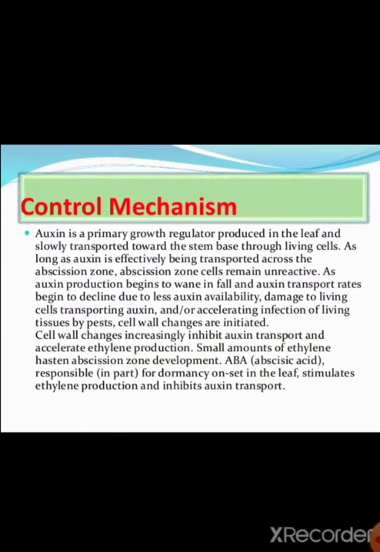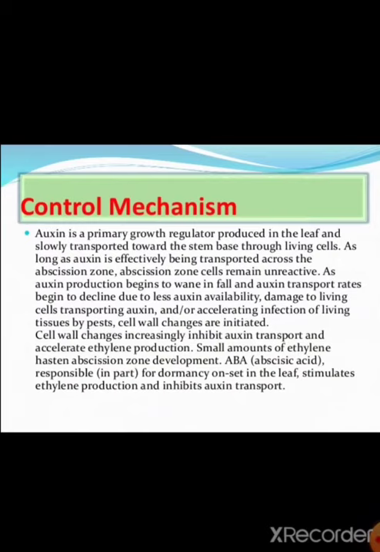Control mechanism for the process of abscission. Auxin is a primary growth regulator produced in the leaf and slowly transported towards the stem base through the living cells. As long as auxin is effectively being transported across the abscission zone, the cells remain unreactive.